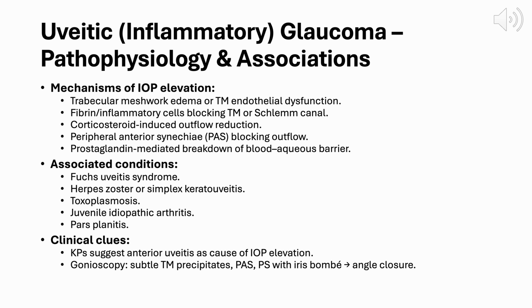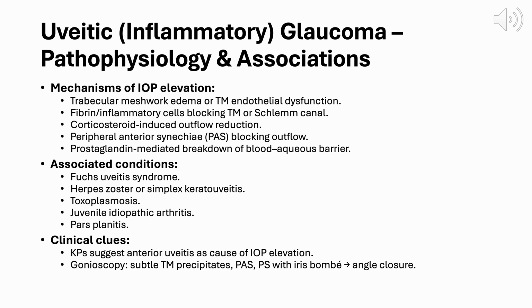Inflammatory processes within the eye can lead to trabecular meshwork edema or direct endothelial dysfunction, impairing aqueous outflow. Inflammatory cells or fibrin can physically block the trabecular meshwork or Schlemm canal. In some cases, corticosteroid use for inflammation control can paradoxically reduce outflow, further worsening the pressure rise. Chronic inflammation may also result in the formation of peripheral anterior synechiae, creating a mechanical blockade. Additionally, prostaglandin-mediated breakdown of the blood-aqueous barrier can promote further inflammatory and vascular changes.